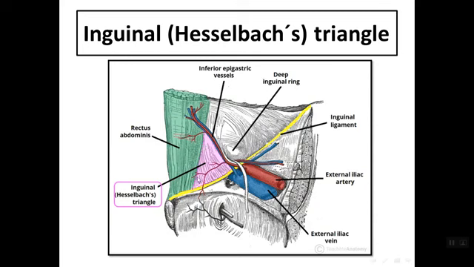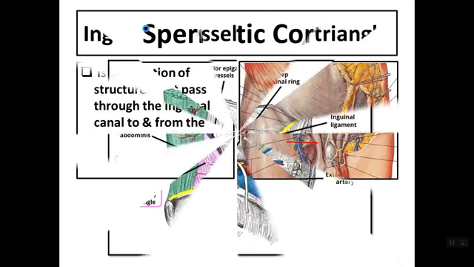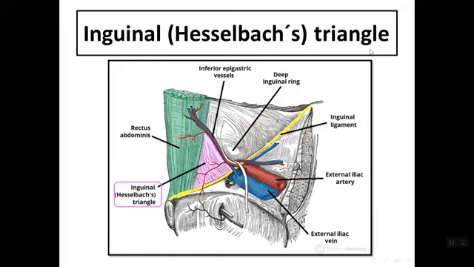An important triangle here near the inguinal region is called the inguinal or Hesselbach triangle. This is formed by the lateral border of the rectus abdominis muscle, the inguinal ligament, and the inferior epigastric vessels. This triangle is important in clinical application because it is related to the formation of hernia, inguinal hernia.